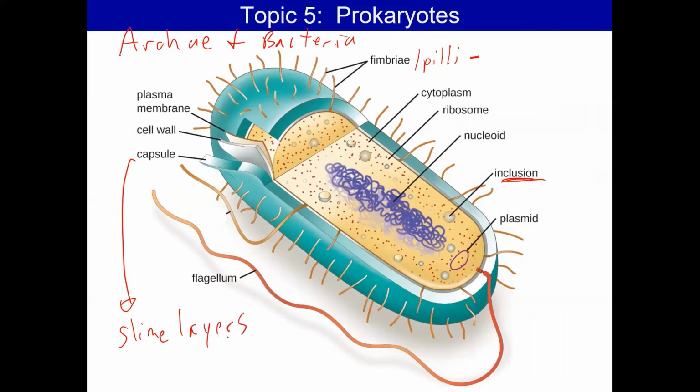Remember, slime layers are just generally a little bit more sticky and goopy than capsules, but if you discover the organism, you get to decide whether it's a capsule or a slime layer, really. Both of these things are called glycocalyx, and that means sugar coat. And they're used for sticking to surfaces and also escaping immune cells.